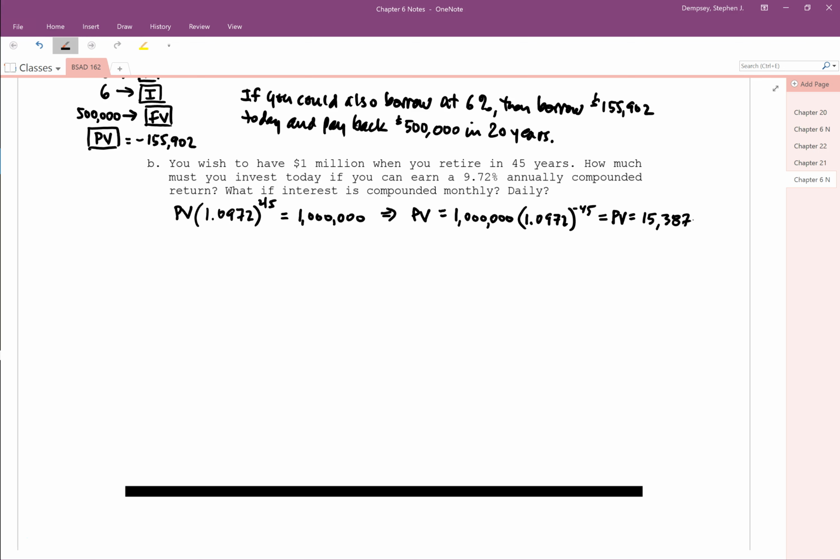Now you should be able to get that just with a regular calculator that has an exponential function. And that means that if I simply deposit right now $15,387 in an account, I'll be a millionaire in 45 years if the interest rate is 9.72% annually. Now, a couple things I wanted to do with this problem is, one, to demonstrate interest rates can be very, very fractional. So here we have a very unusual interest rate of 9.72%. Again, you're not going to see that in a table.